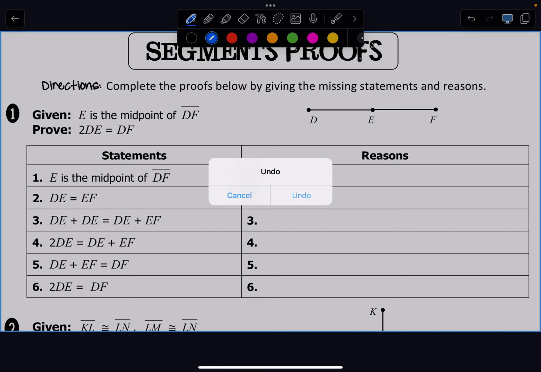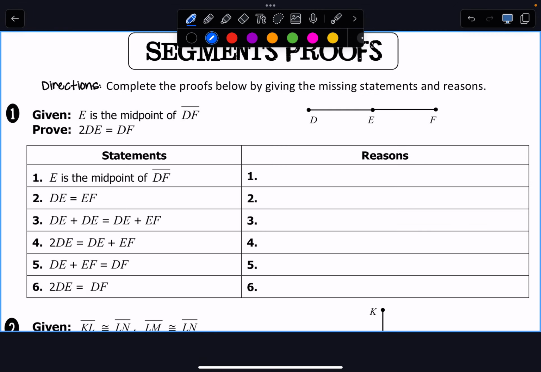All right. So problem number 1. E is the midpoint of DF is our given information. So the first thing we do is what? We write down that we have our given information. Okay. So these first 2 proofs, I already have the steps laid out, and we need to reason through why it would be the next step and what the reason would be.